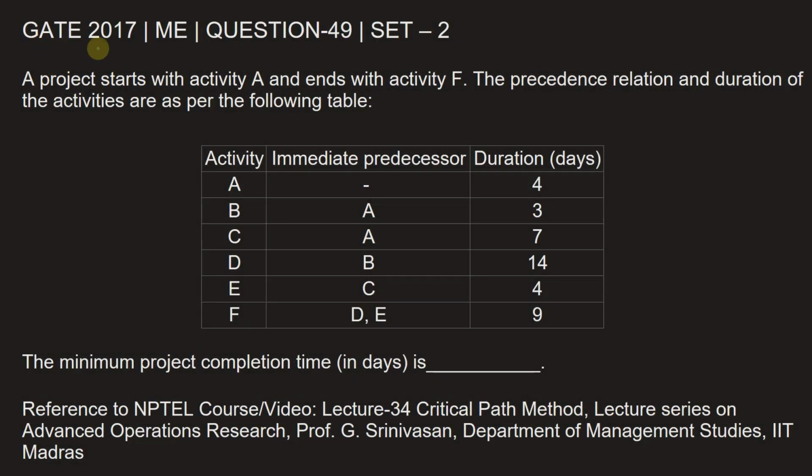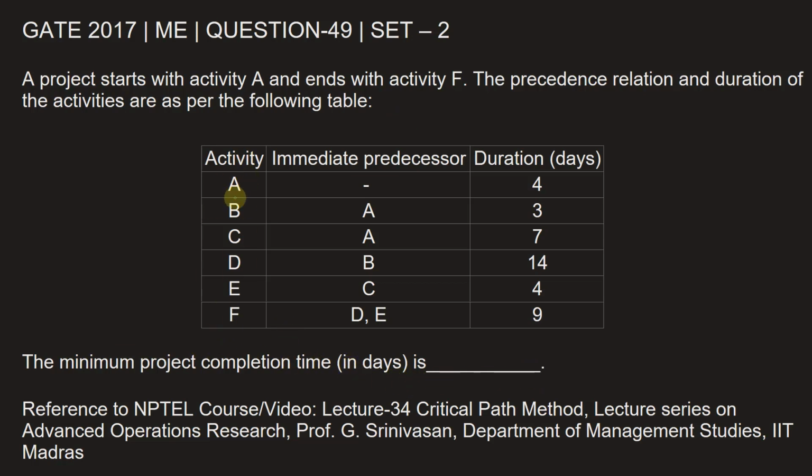This question is from GATE 2017, Mechanical Engineering Paper Set 2, question number 49. A project starts with activity A and ends with activity F. The precedence relation and duration of the activities are as per the following table. The minimum project completion time in days is dash.